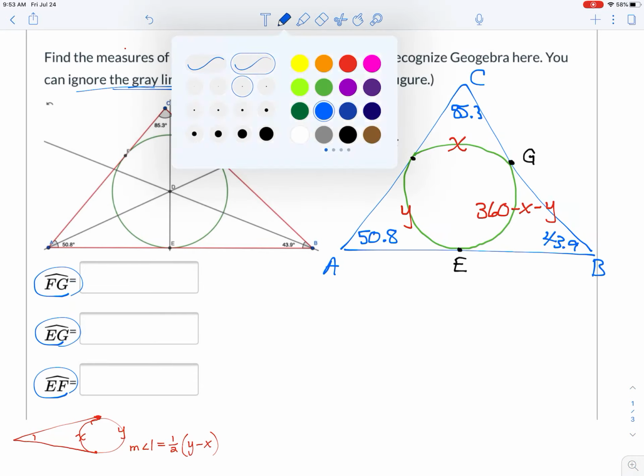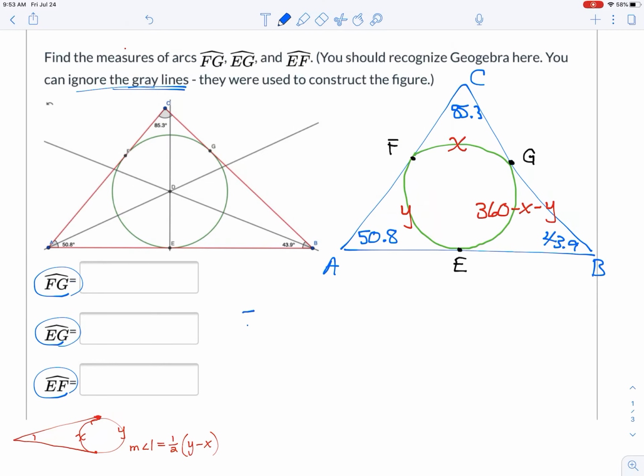So let's start with this. The relationship here is that 50.8 is 1/2 the measure of 360 minus X minus Y plus X. See what I've done there? I've added this arc and this arc. So it's 360 minus X minus Y plus X. Then I have to take away Y. We'll clean that up a little later.